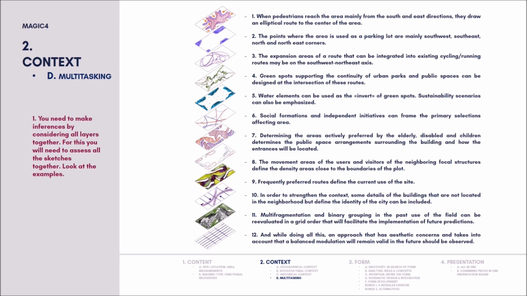9. Frequently preferred routes define the current use of the site. 10. In order to strengthen the context, some details of the buildings that are not located in the neighborhood but define the identity of the city can be included. 11. Multifragmentation and binary grouping in the past use of the field can be re-evaluated in a grid order that will facilitate the implementation of future predictions. 12. And while doing all this, an approach that has aesthetic concerns and takes into account that a balanced modulation will remain valid in the future should be observed.